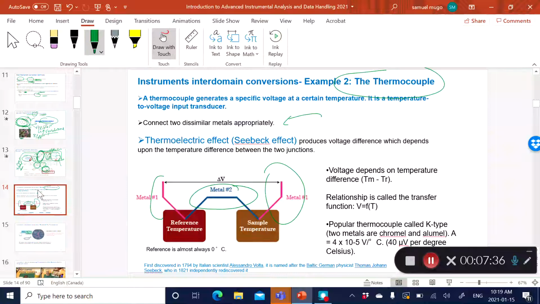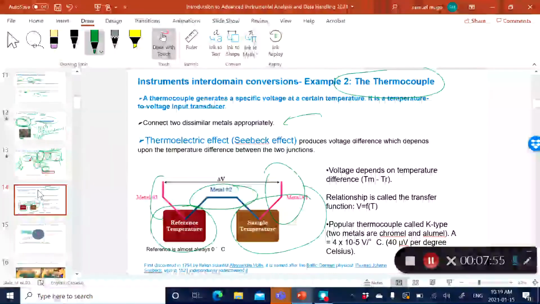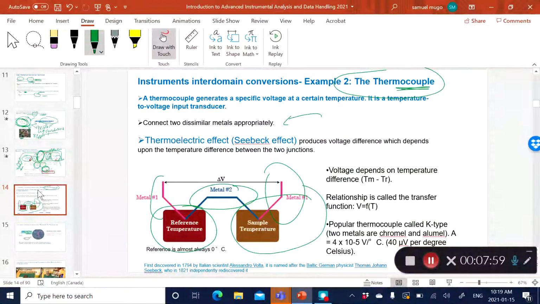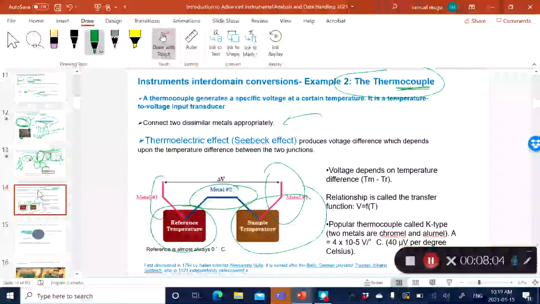And on one end of that joint, on the joint of the two dissimilar matters, you thermostat it at 0 degrees centigrade, and then on the other end, that is the indicator joint, where you put it inside the sample that you're trying to detect its temperature. So you can see a thermocouple really detects temperature purely based on two dissimilar metals joined together.